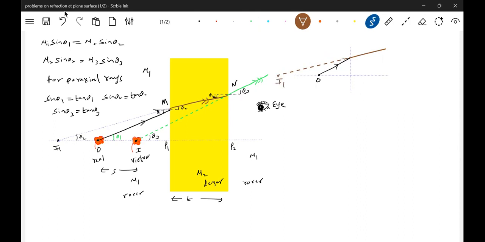This is the image I1. So this is mu1, this will be mu2. So we are not understanding. Okay, I'll go like this. Now the refracted ray is present in the medium of refractive index mu2, and if you are here, then where is the object? The object is here. So this will be P1O. Any formula for P1I1, the apparent depth? This will be like a rarer medium. This is a denser medium.